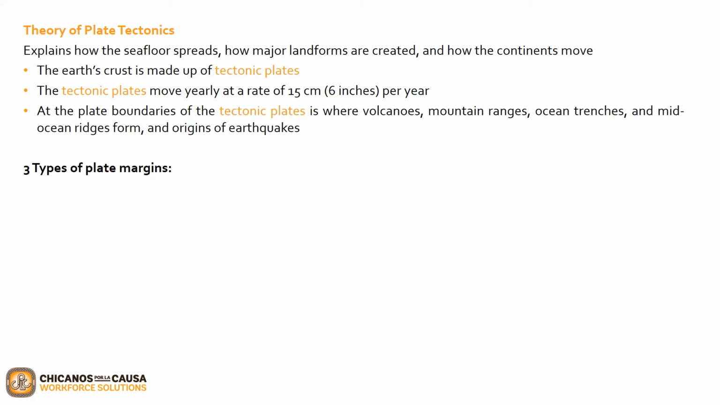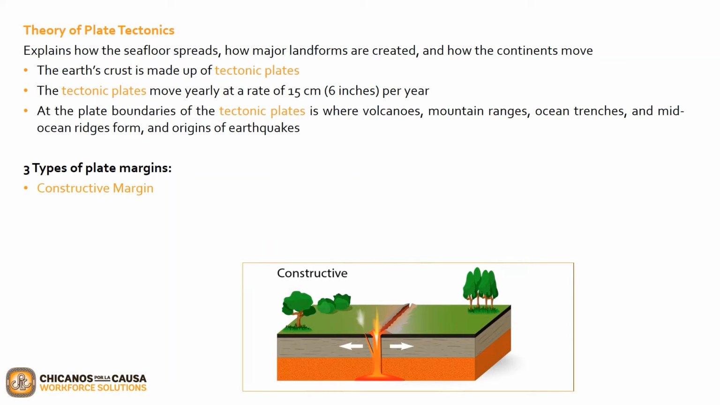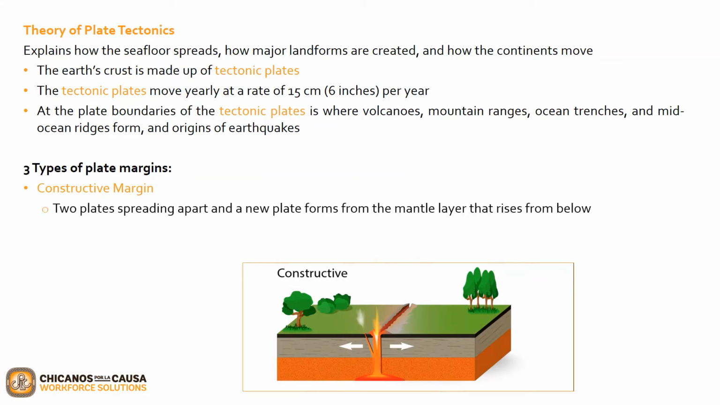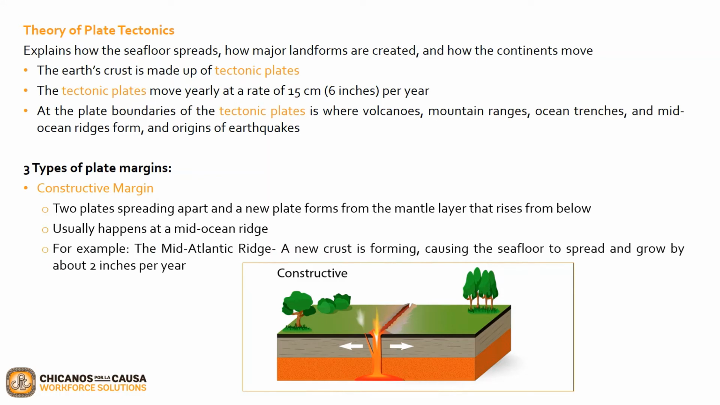So there are 3 types of plate margins. Let's start with the first one, a constructive margin. A constructive margin is defined by 2 plates that spread apart. However, between these plates, new crust forms from the mantle layer that rises from below the crust. This phenomenon usually happens at a mid-ocean ridge. A great example of a constructive margin is the Mid-Atlantic Ridge, where new crust is forming, causing the seafloor to spread and grow by about 2 inches per year. That is incredible.